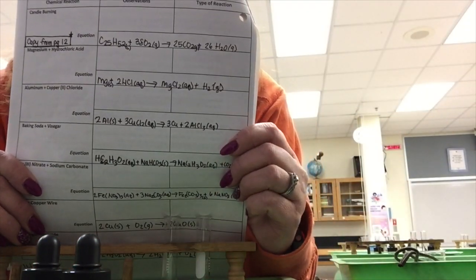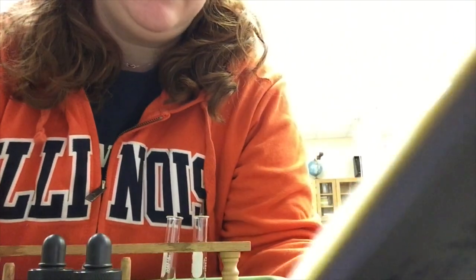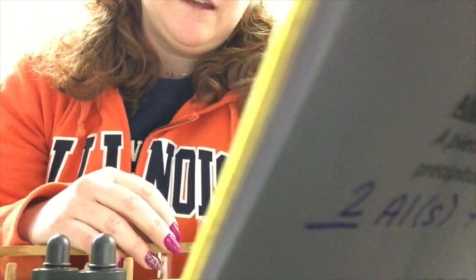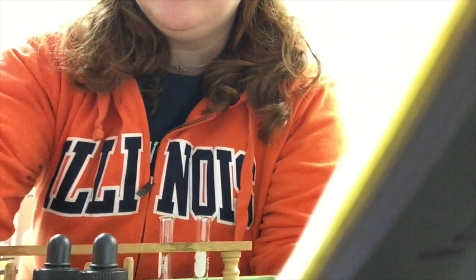Reaction number 2, I've got magnesium and HCl. Okay, so the procedure, it tells me to put 1 squirt of 3 molar HCl in the test tube provided. So I've got a little test tube. Add 1 piece of magnesium ribbon. After a couple seconds, put a flaming splint into the top of the test tube. Write down all qualitative observations into your chart.